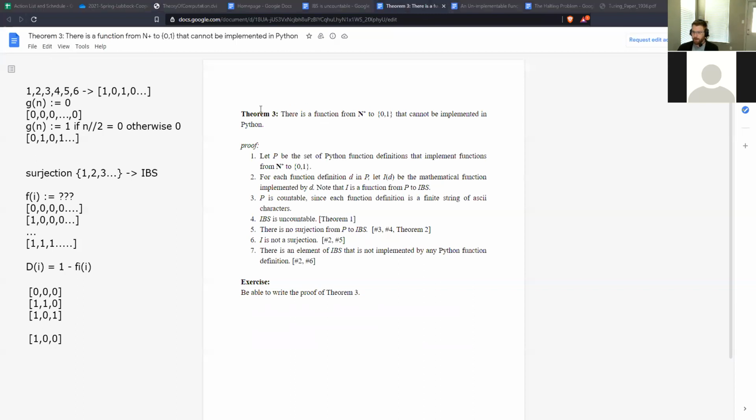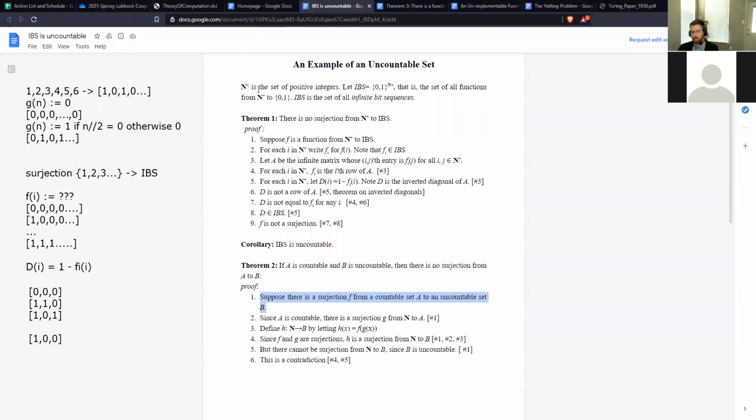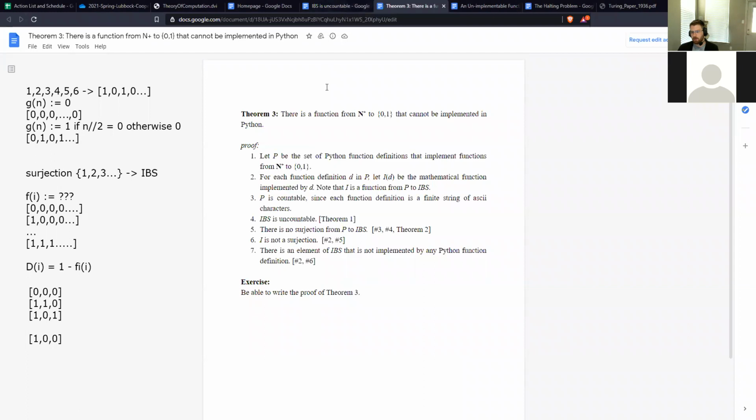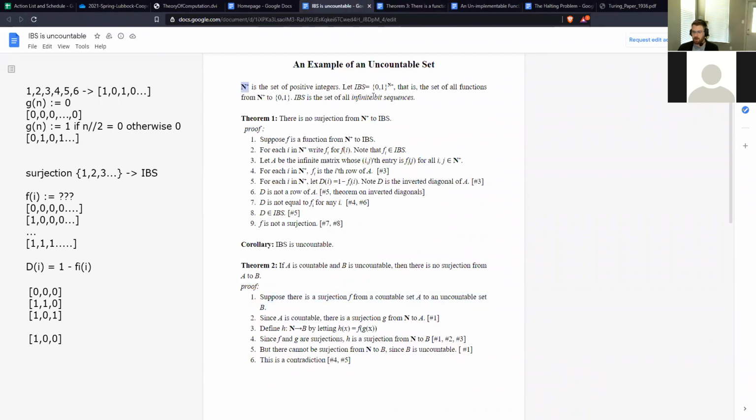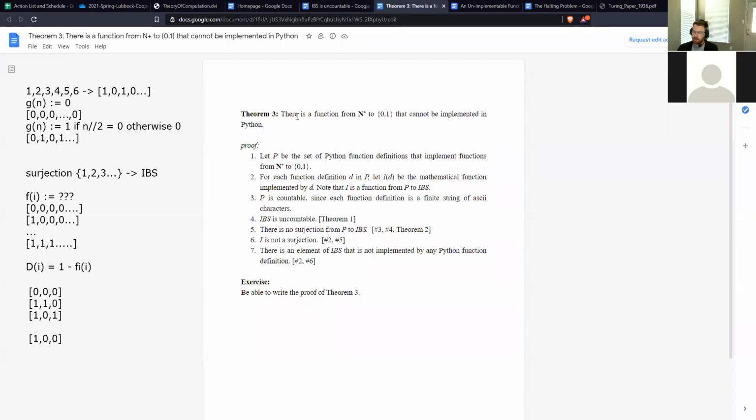All right. Well, let's look at theorem 3 real quick. So we said that we have these functions from the positive integers to an infinite bit sequence. Well, we know that the set of all infinite bit sequences is uncountable. How do we know? That's theorem 1. Well, now, let's just say that there's a function from the positive integers to an infinite bit sequence, but that no matter how hard you try, you won't be able to implement it in Python. Well, that's weird. How's that possible? I'm saying there's a function, but that you can't write it.